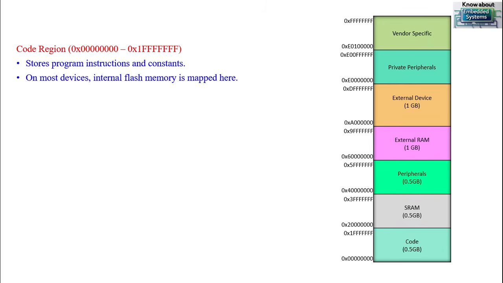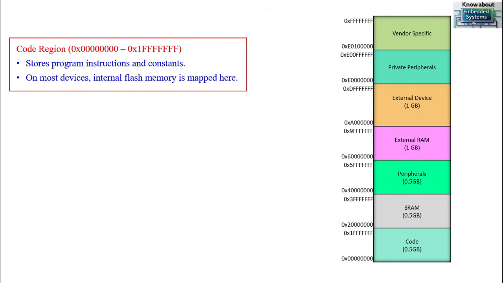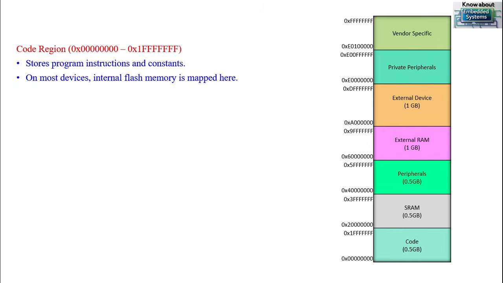Let us explore one by one the meaning of each and its range. The first one is code. As I already told you, the code region is nothing but our code segment, which is your flash memory. Most of the time the code memory is flash, or sometimes EEPROM. Most preferably the flash is mapped into the code memory, and the addressing you can see here starts from 0x00000000 to 0x1FFFFFFF. 0.5 GB is allocated for this code region.